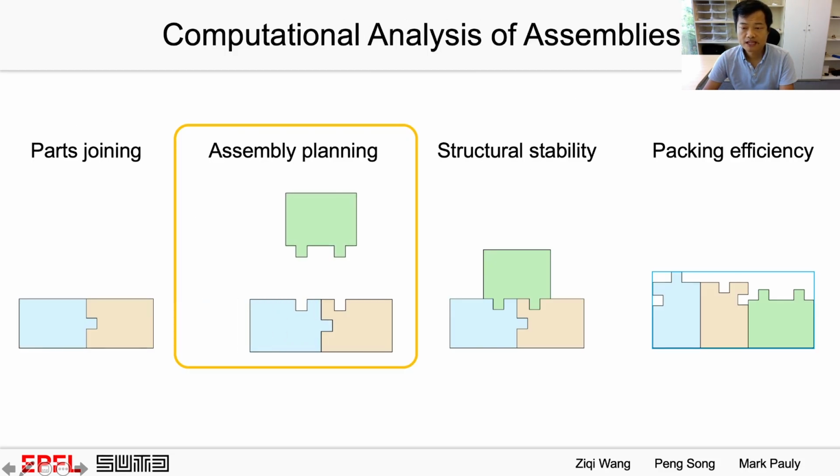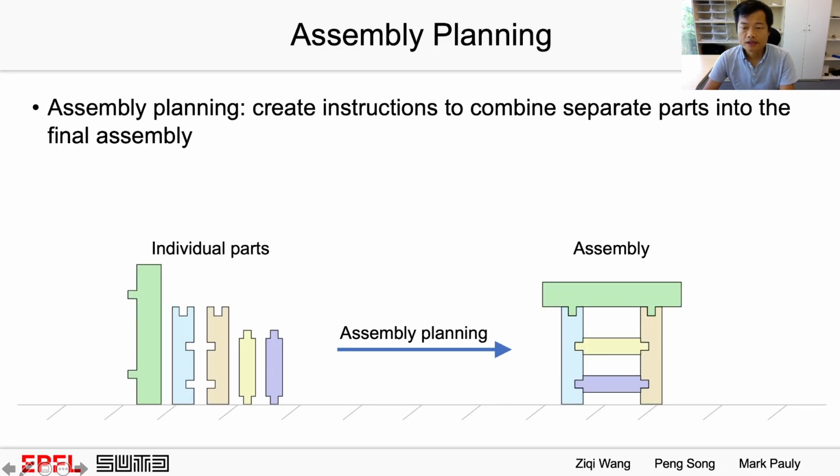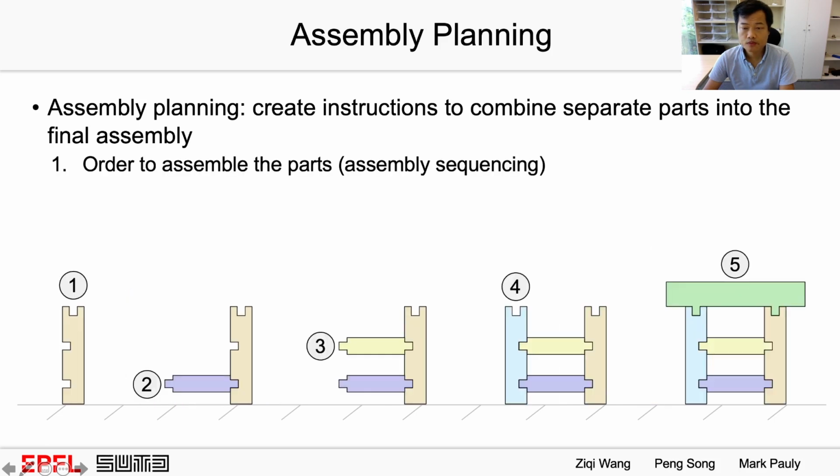Now let's move to the second aspect, assembly planning. Assembly planning is the process of creating detailed instructions to combine separate parts into the final structure. Assembly planning is widely used in automated manufacturing, robotics, and architecture. Assembly planning will output 3 sets of information for assembly.